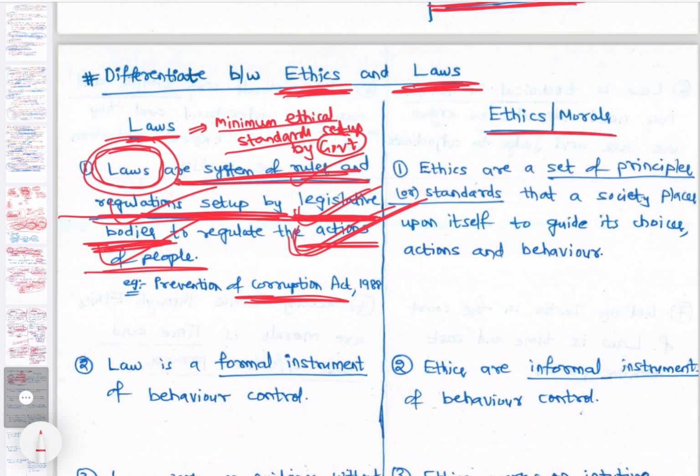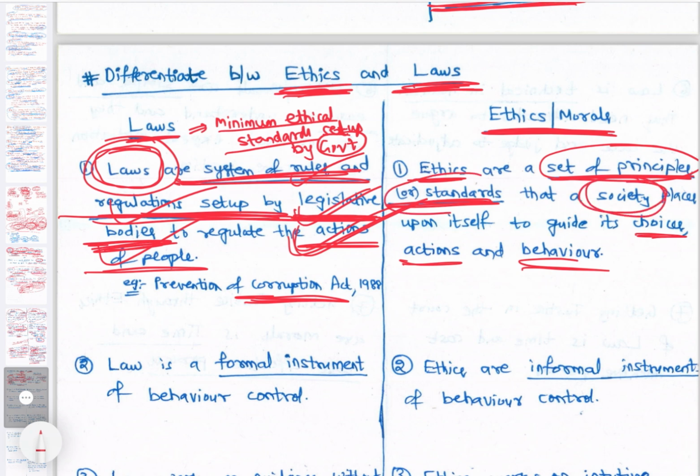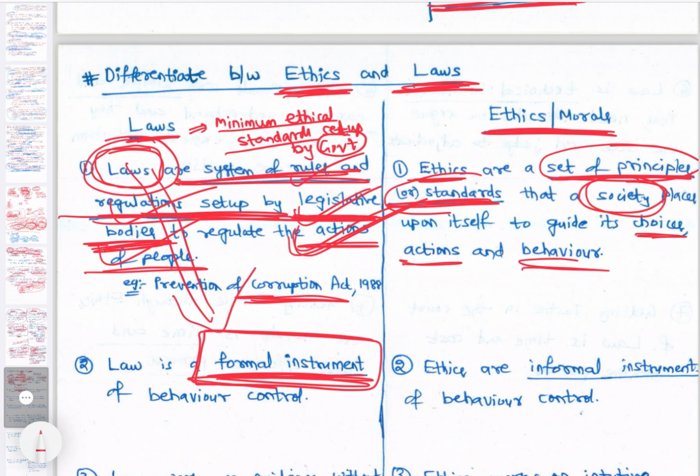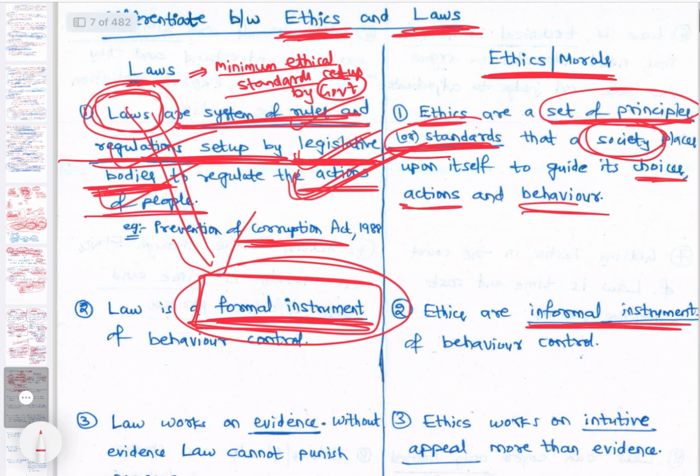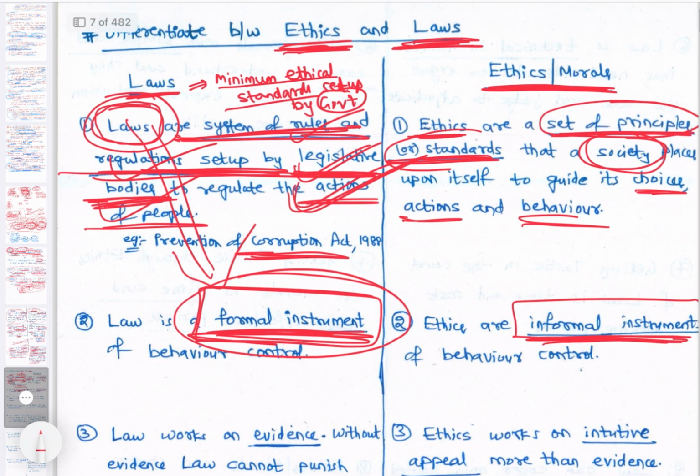On the other hand, ethics and morals, okay, ethics are a set of principles and standards that a society places upon itself to guide its choices, actions, and behavior. So, the definition of ethics, a set of standards that a society places upon itself, we have already discussed. Then, law is a formal instrument of behavior control. By formal instrument, why? Because it has the backing of the government. It is framed at a formal level. And ethics is an informal instrument because there is no formal thing.